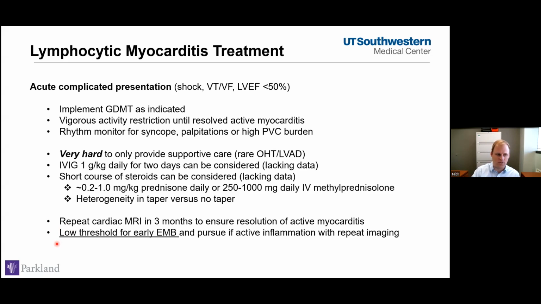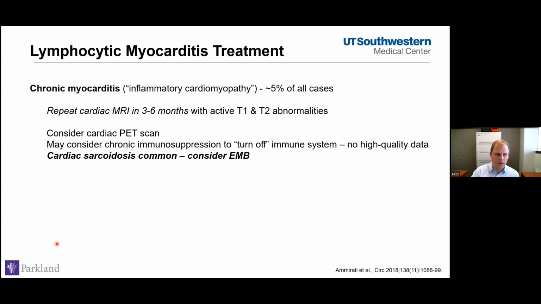And so my personal threshold is much lower for those patients presenting with cardiogenic shock, VT-VF, or reduced EF. If they're not responding the way that I might expect, or they continue to get sicker, the threshold for biopsying those patients is really low. And then lastly, how about inflammatory cardiomyopathy? Those patients with active ongoing inflammation, you really want to look hard and think about whether or not you want to biopsy those patients.